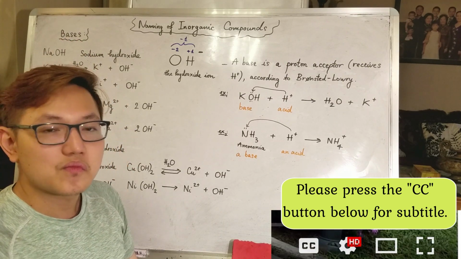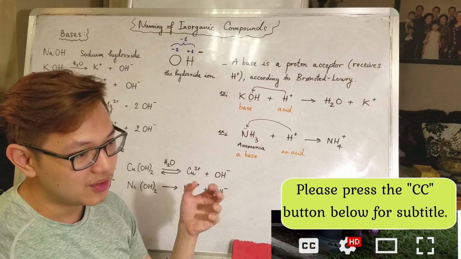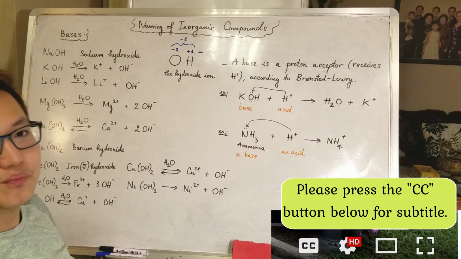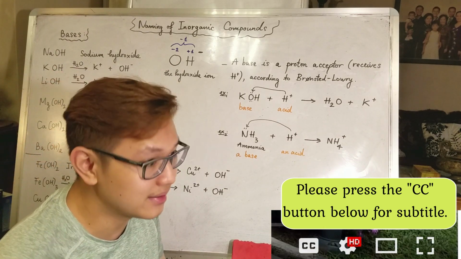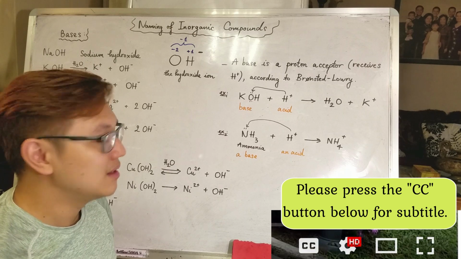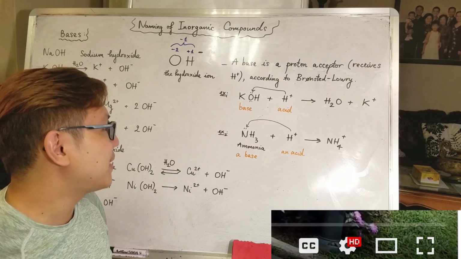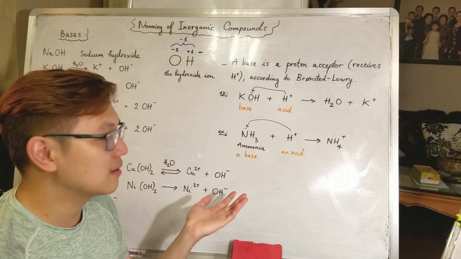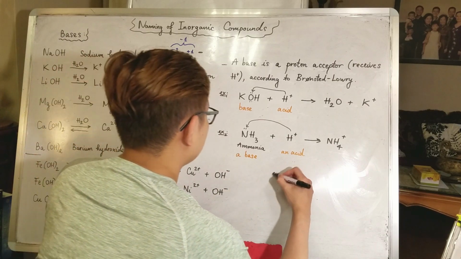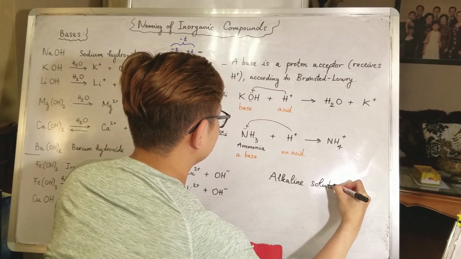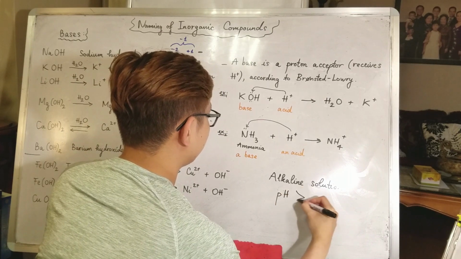A base. So basically there used to be the older definition of base. You might think that a base must have an OH minus. But that definition is no longer valid because we have exceptions. For example, ammonia is a base, and it's a weak base, and when you put it into water, it becomes an alkaline solution. The solution is alkaline, which means the pH of that has to be bigger than 7.